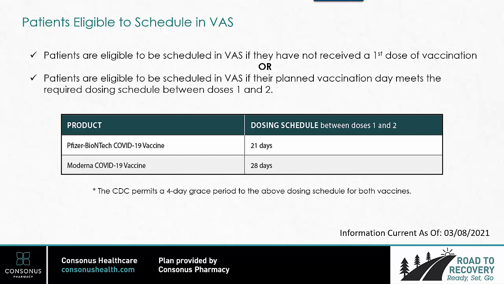Once patients are added in VAS, they are eligible to be scheduled for vaccination if they have either not received a first dose of vaccination, or if they have received a first dose of vaccination, they must also meet the minimum dosing schedule. So for the Pfizer vaccine, that's 21 days with a 4-day grace period at the beginning. So you're looking at a minimum of 17 days between doses 1 and 2. For the Moderna vaccine, that's 28 days, also with a 4-day grace period, so a minimum of 24 days between doses 1 and 2.